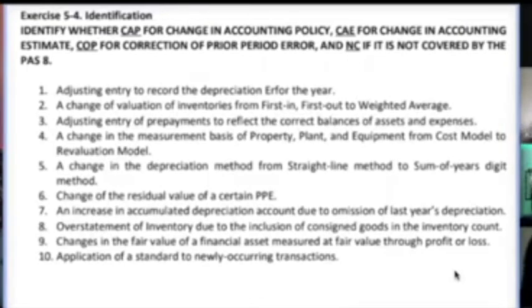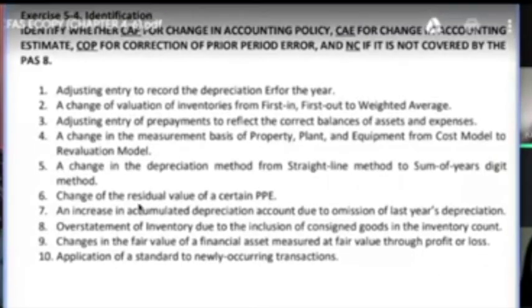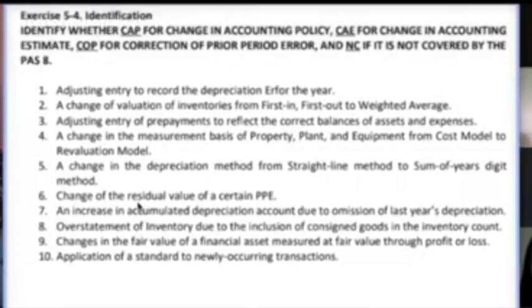So number 6, the change of residual value of a certain PPE. Our answer for number 6 is CAE because it is a change of the value of property, plant, and equipment. Okay, and of course, class, the residual value. I hope everyone is familiar with residual value, class. This is the expected or estimated value of the property at the end of its life. So basically, residual value is just an estimate. This is the amount that you expect the asset to be worth by the end of its useful life.